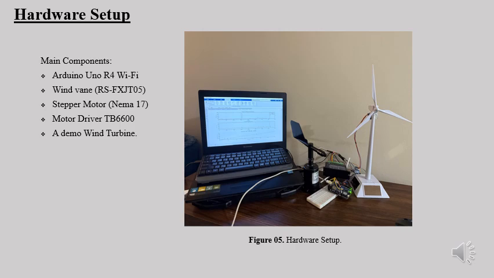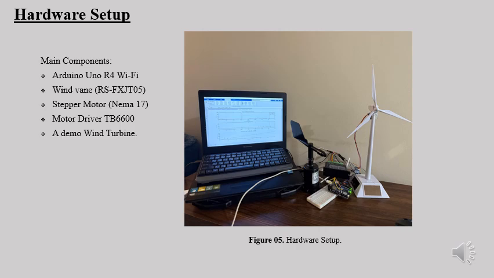This slide shows the hardware used in the small yaw control system. The main controller is the Arduino Uno R4 WiFi, which handles all the data processing, WiFi communication, and motor control. For measuring wind direction, the system uses the RSFX JTO5 wind vane, which gives continuous analog readings. The nacelle is rotated using a NEMA 17 stepper motor, and the TB6600 motor driver provides the power and control needed for smooth and accurate movement.